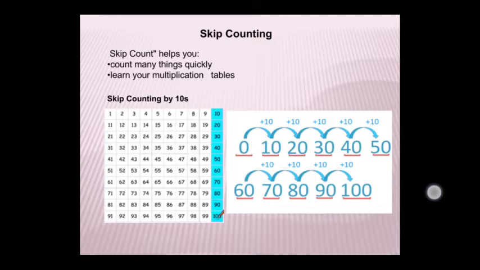This is the method of writing skip counting. See, 0 plus 10, that is 10 only. 10 if you add 10 you get 20. 20 if you add 10 you get 30. 30 if you add 10 you get 40. See here you are doing skip counting by tens. So you are adding 10. Like that you have to do the skip counting.